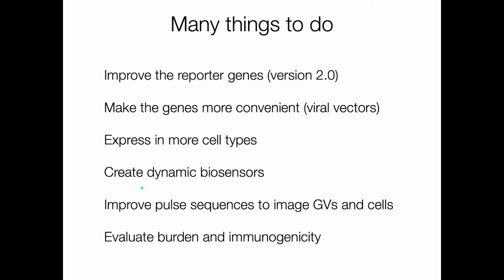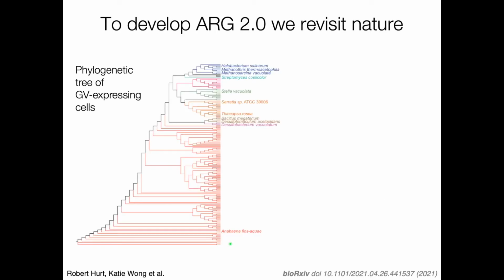We're also trying to create dynamic biosensors, improve pulse sequences, and also think about burden and immunogenicity from cells that are making these things if we're trying to think about them for potential clinical applications. So I'm going to show you a little bit of these things here as well. So one of the approaches we've taken to develop the next generation of our acoustic reporter genes is to revisit nature.